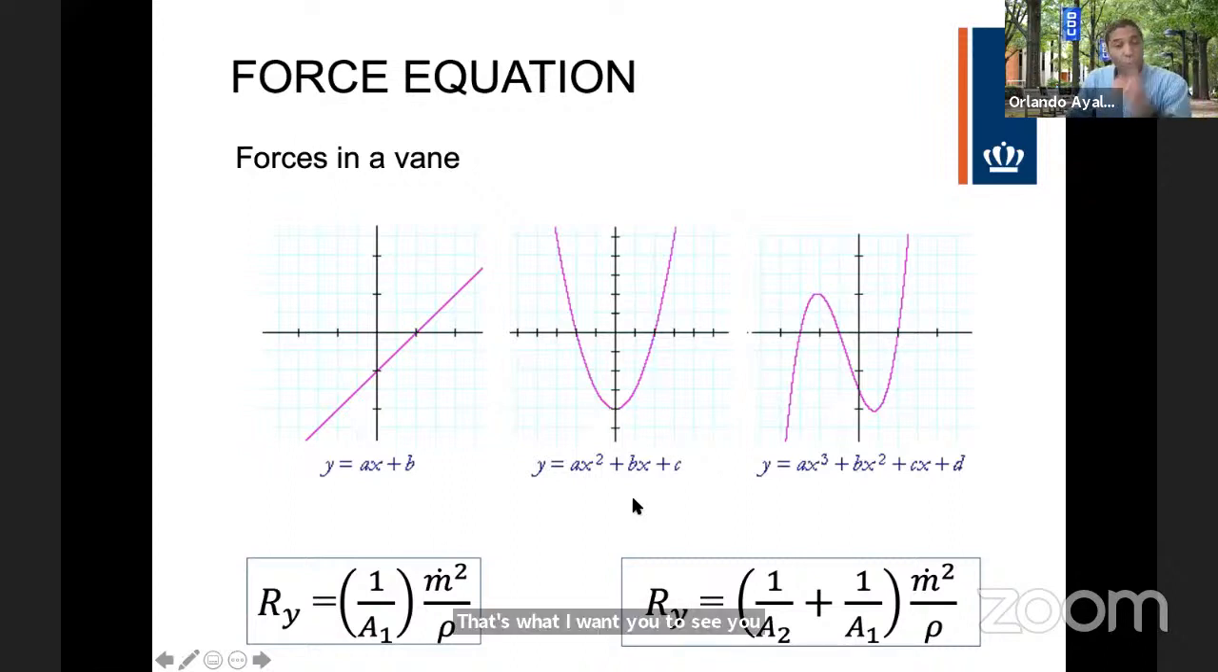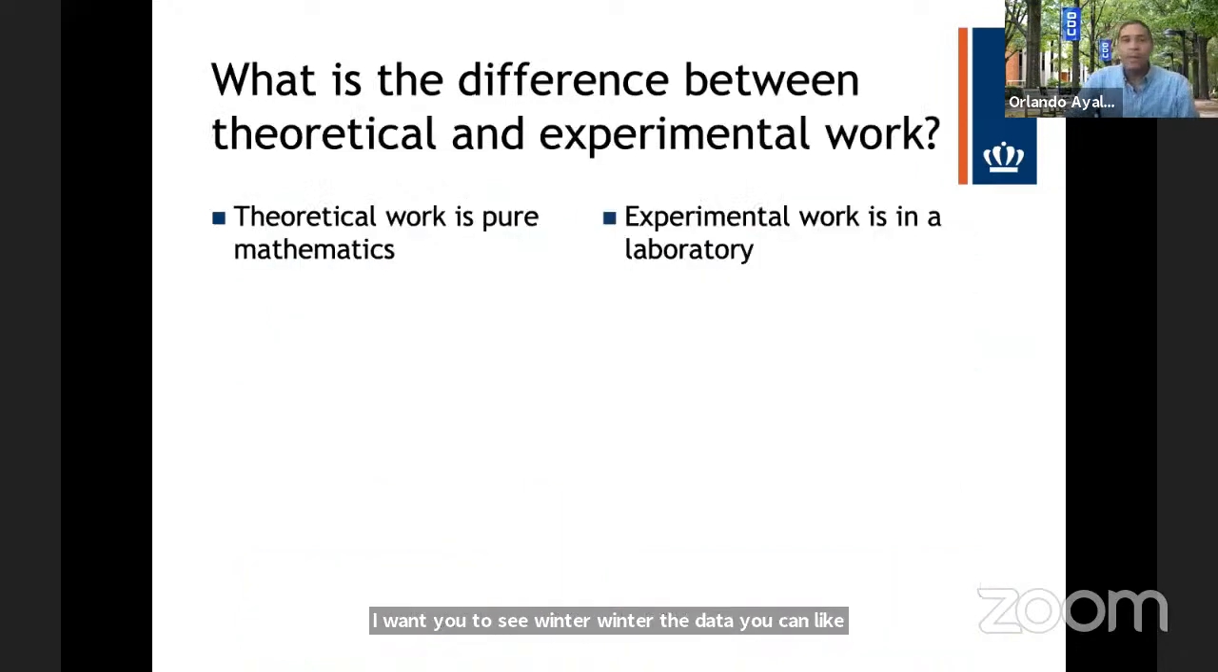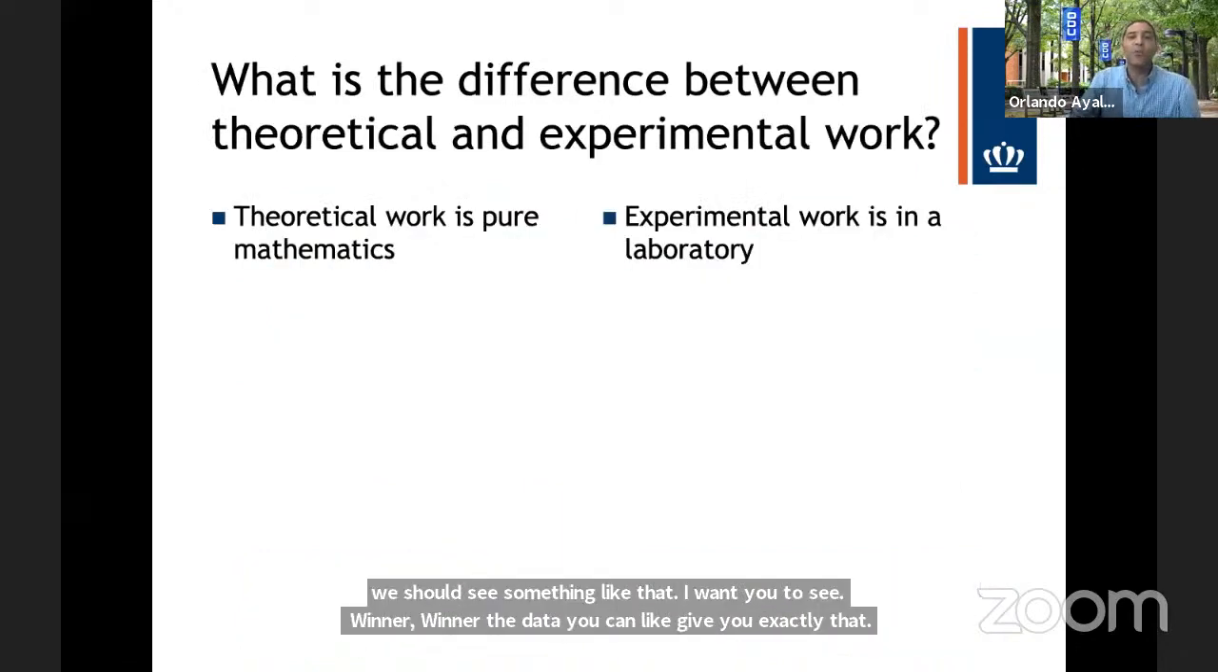Theoretically speaking, whatever you see in your experimental work should be like this. Why? Because this curve is for something to the power of 2. Our equations have something, in this case mass flow rate, to the power of 2. So on paper, we should see something like that. I want you to see whether the data you collect give you exactly that. What is the difference between theoretical and experimental work?